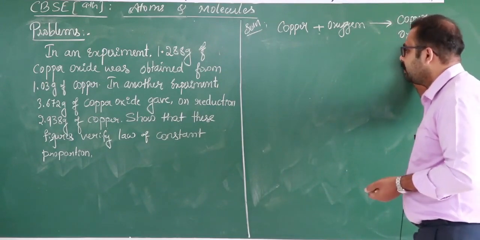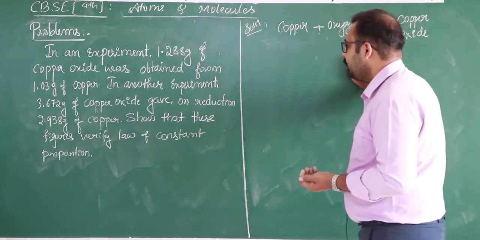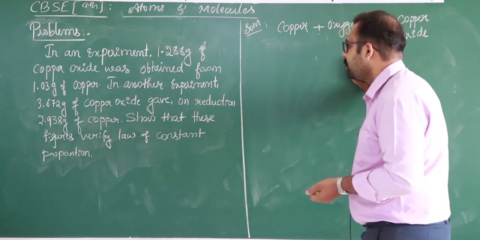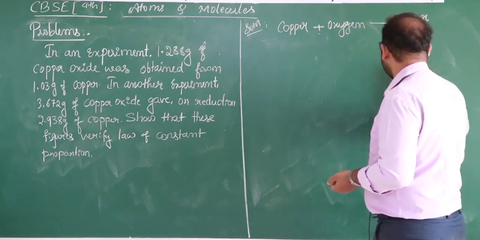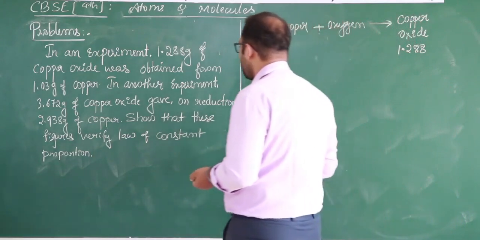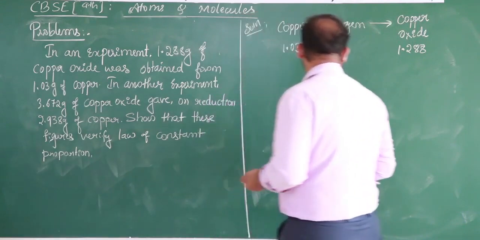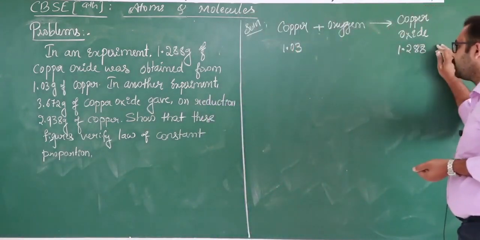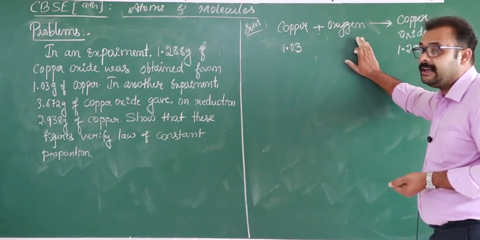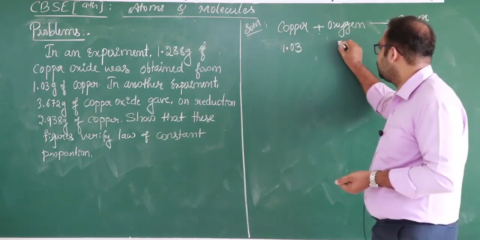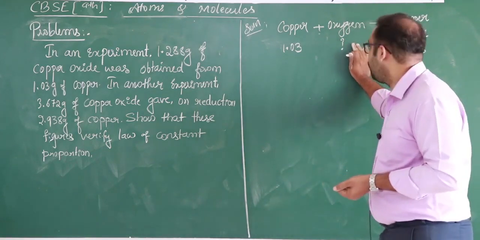See, they have given that copper oxide was obtained from copper. Then what is the mass they have given? Copper oxide is 1.288 gram, and copper is 1.03. So they have given copper and copper oxide, but they have not given oxygen. So here we have to find the mass of oxygen. Just put a question mark here.